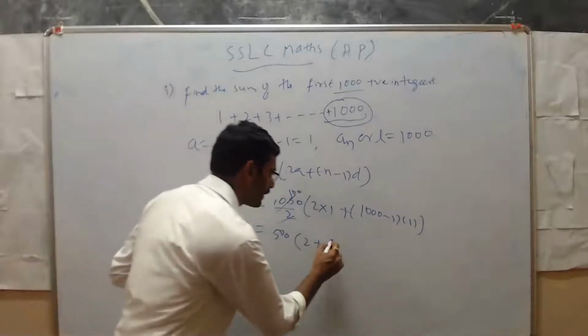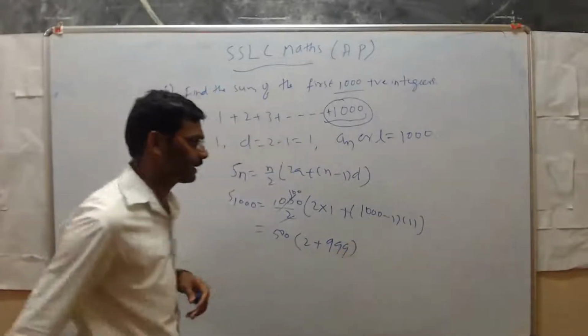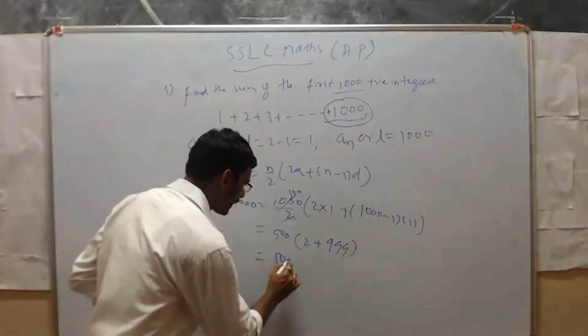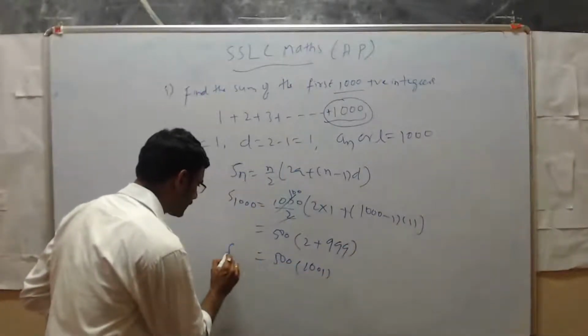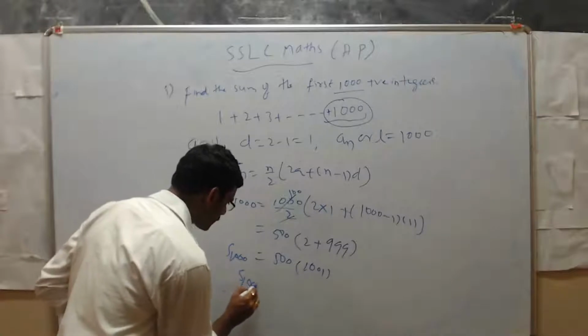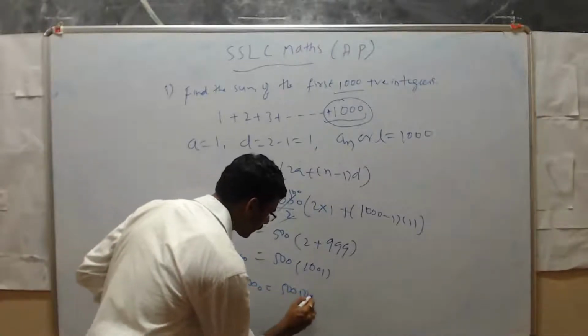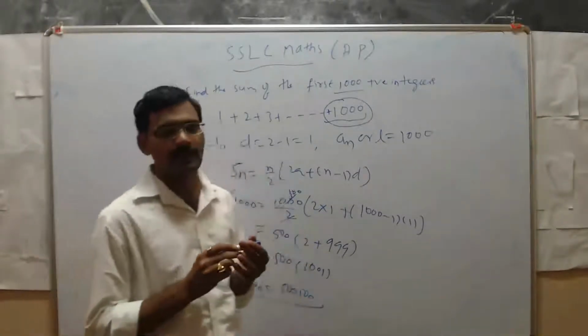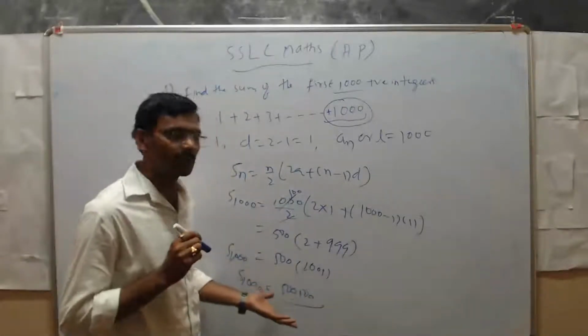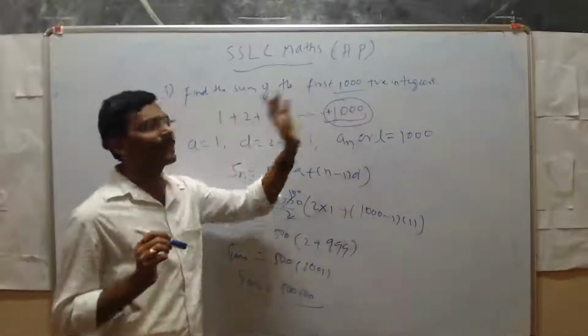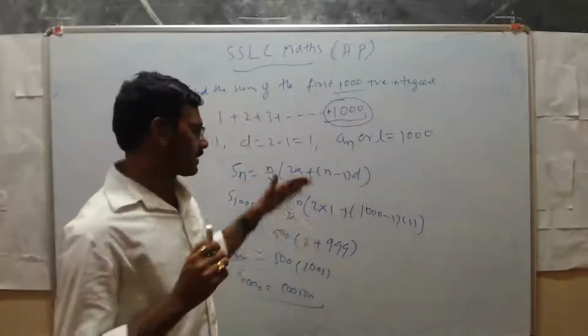Then 2 plus 1000 minus 1, that is 999, into 1. Then 500 into (999 plus 1), which is 1000 and... Therefore S1000 is equal to 500 into 1001, which is 500500. The sum of the first 1000 positive integers of an AP is like this. Its first term, its last term. We can solve by this method also.